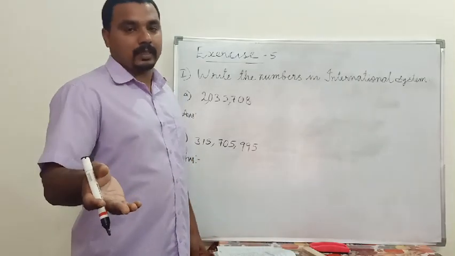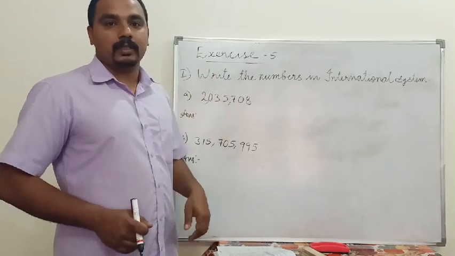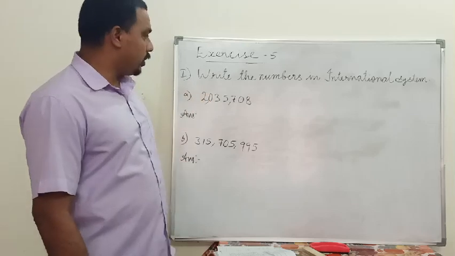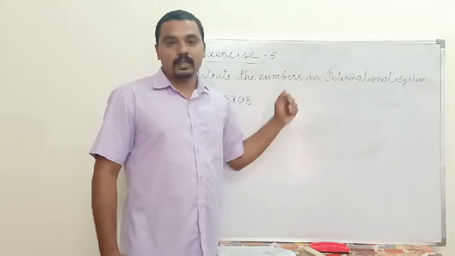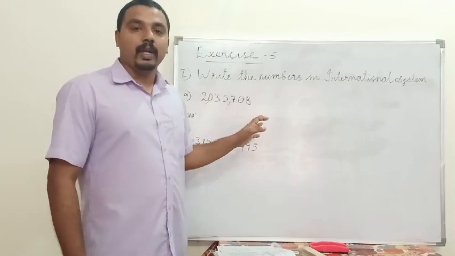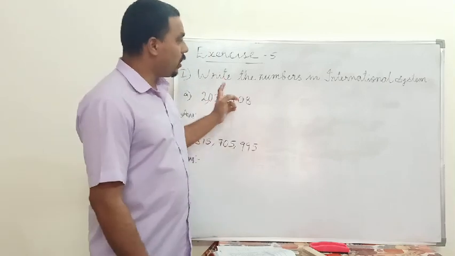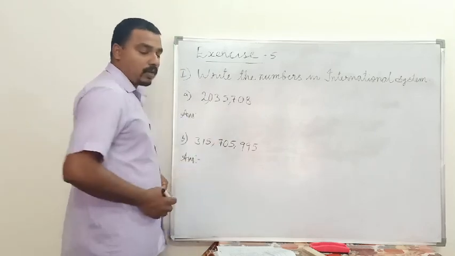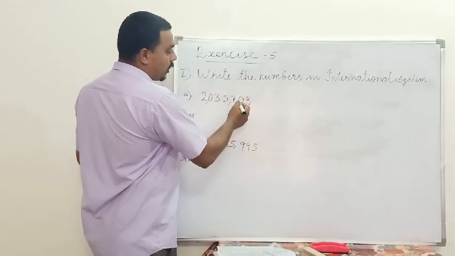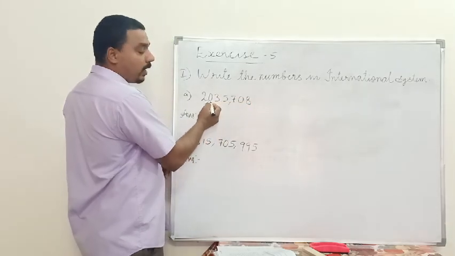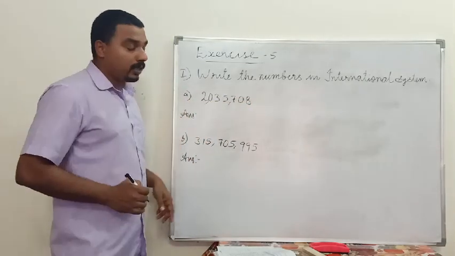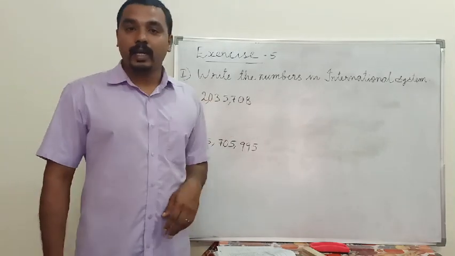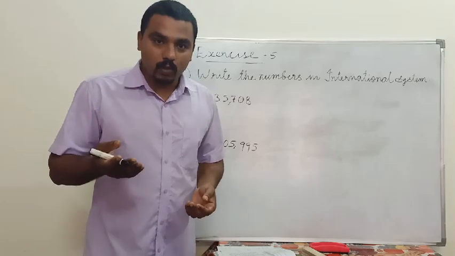Before moving to the next point, we will discuss some questions. Here I have written 2 questions. Write the numbers in the international system. We have to write these numbers in words. What is the first question? Just count it: ones, tens, hundreds, thousands, 10,000, 100,000, then million. So it is 2,035,708. We have to write this in words.